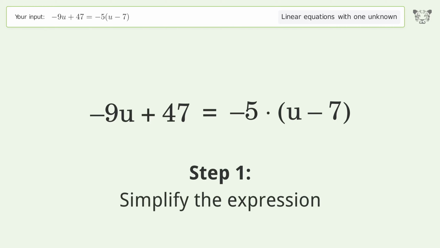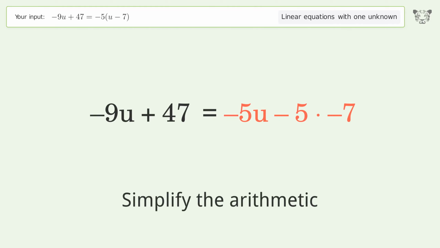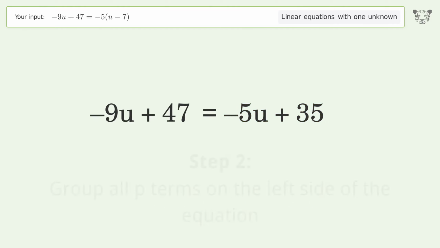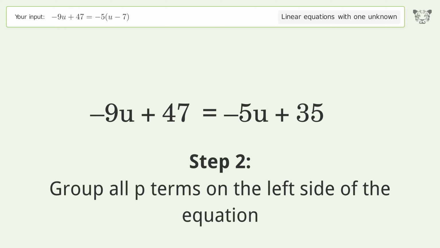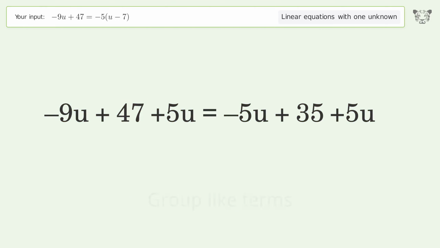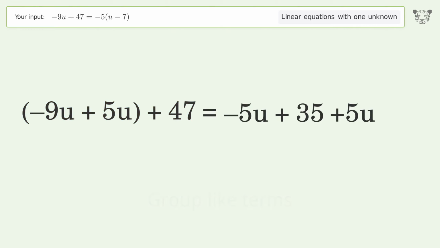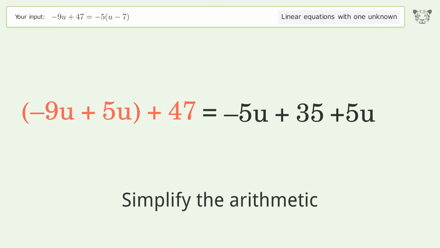Simplify the expression. Expand the parentheses. Simplify the arithmetic. Group all u terms on the left side of the equation. Add 5u to both sides. Group like terms. Simplify the arithmetic.